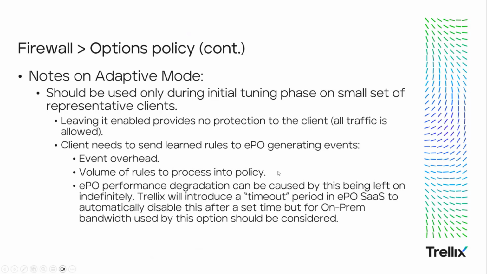So we do have a plan to introduce some sort of timeout mechanism specifically for adaptive mode in EPO SaaS in the future, with a view not to avoid you using adaptive mode, but simply to limit it so that it doesn't get left on and forgotten about indefinitely, essentially. So the current idea is that we'll set a timeout value to it so that it automatically disables itself after a set amount of time, and therefore reduce the amount of bandwidth that it's using if the setting is forgotten about.